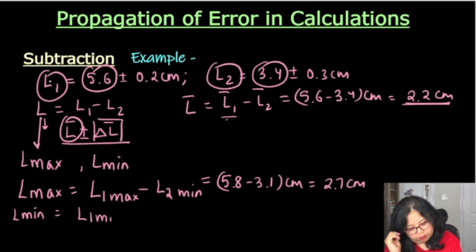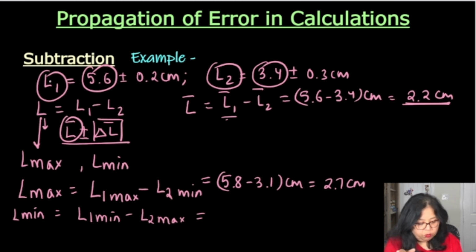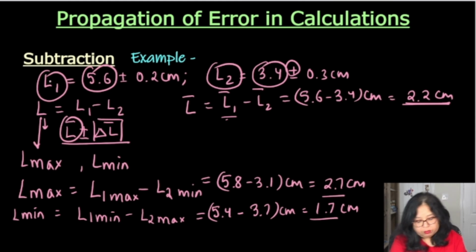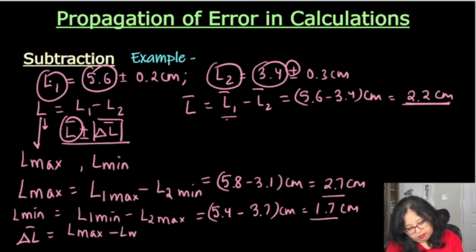L min is when L1 is minimum and L2 is maximum. When is L1 minimum? When we use the minus sign. 5.6 minus 0.2, 5.4. L2, when is it maximum? When we use the plus sign, which is 3.4 plus this 0.3, 3.7 centimeters. This gives us 1.7 centimeters. Okay. So delta L bar will be equal to L max minus L min divided by 2.